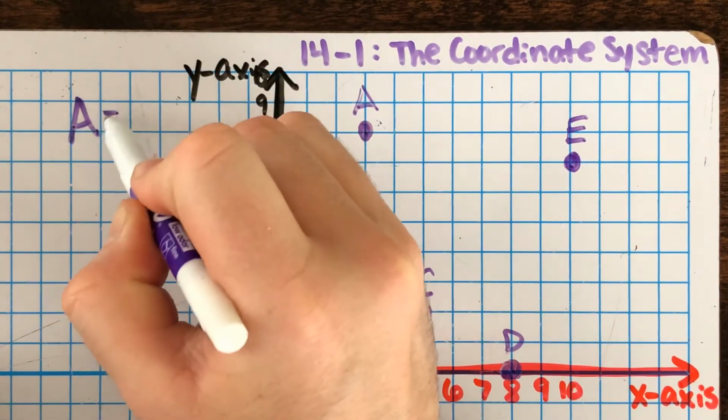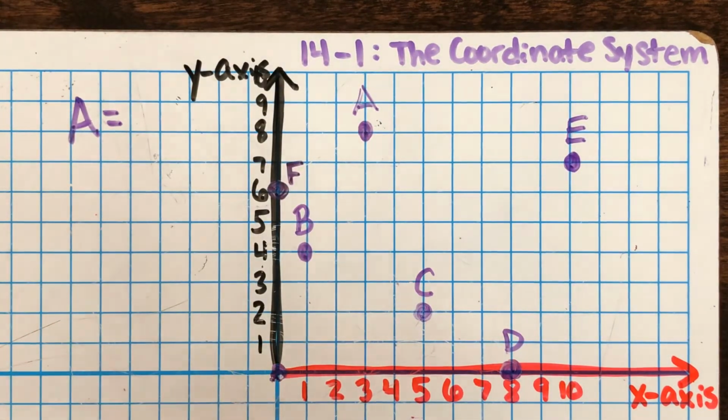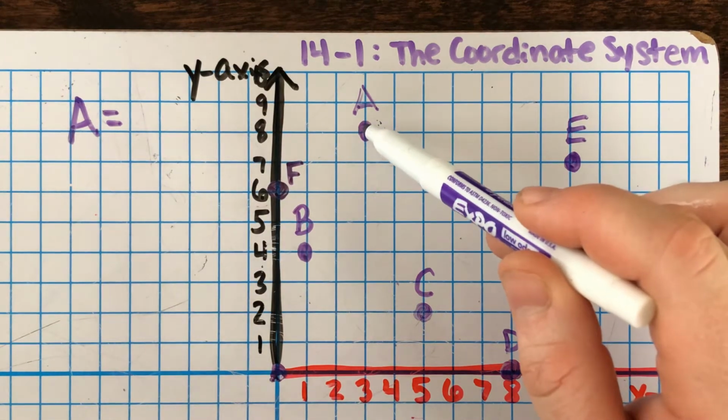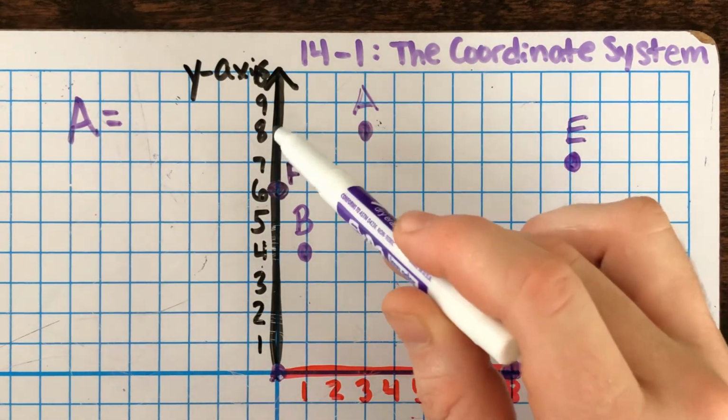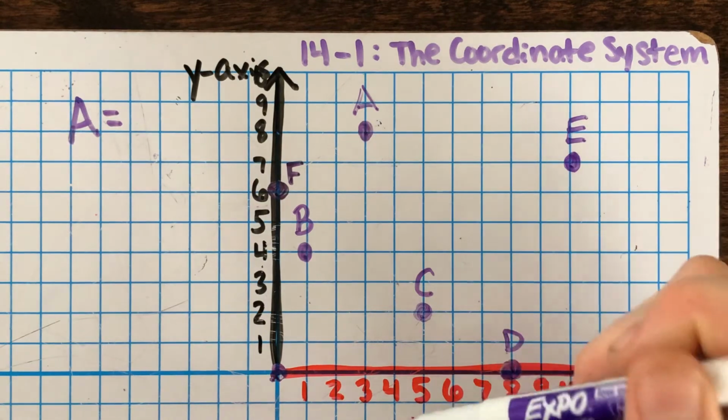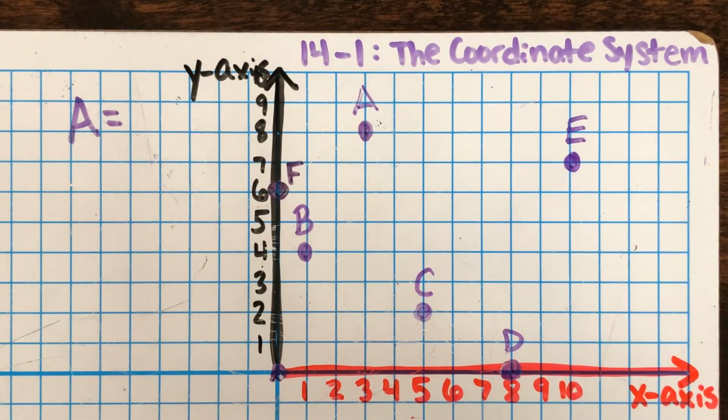A equals, okay. So in order to figure this out, are we going to look first at the y-axis or are we going to first look at the x-axis? Do you remember what comes first in an ordered pair? Does the x come first or does the y come first? Well, just like the alphabet, the x always comes before the y. If that helps you remember, x comes before y in the alphabet, x comes before y in ordered pairs.